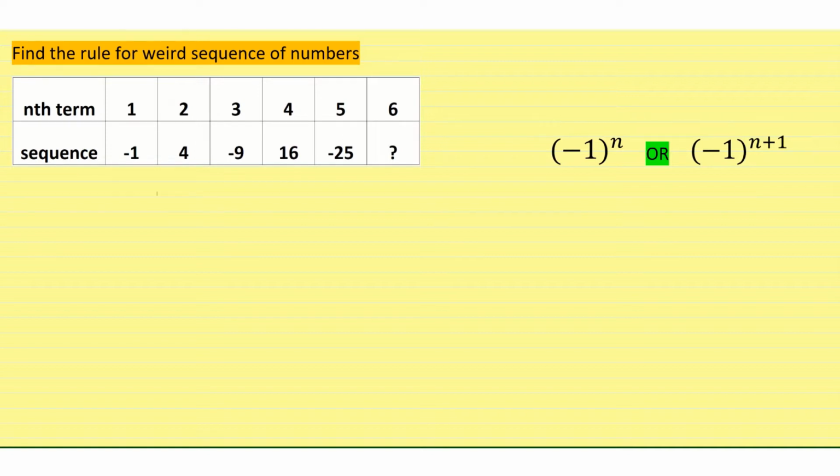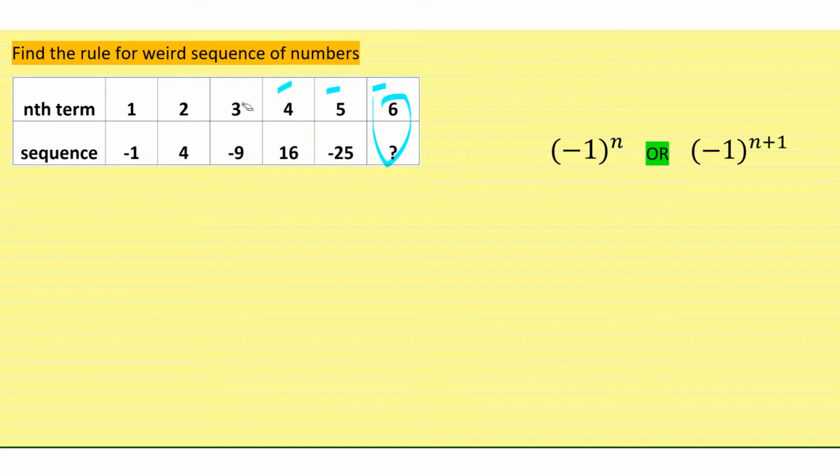So a lot of times your teacher will only give you this list. They'll just say this list of numbers, find the rule, and find the sixth term. But what you want to do with this is also number them. This is the first term, second term, third term, fourth term, fifth term, and the sixth term. So you need those numbers because that really helps us figure out the rule.